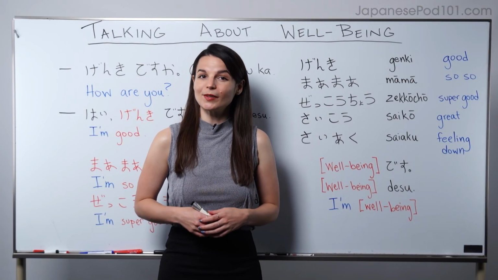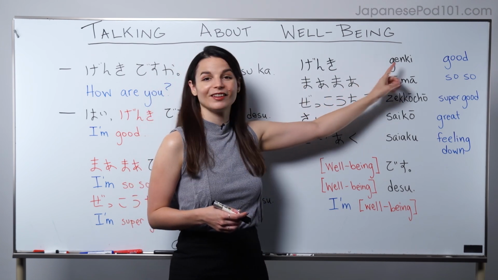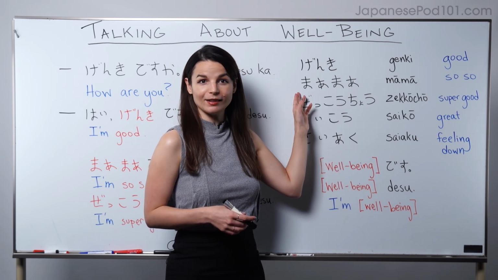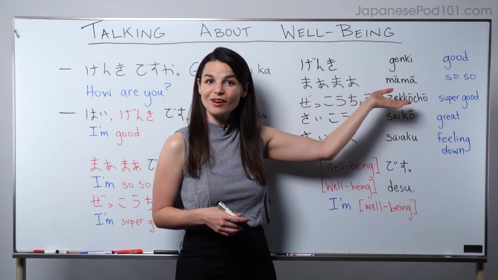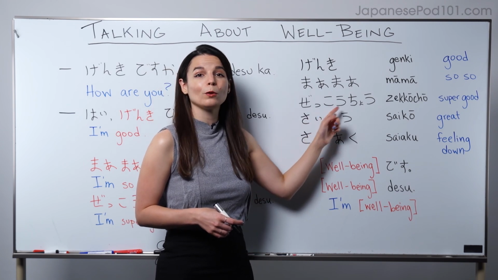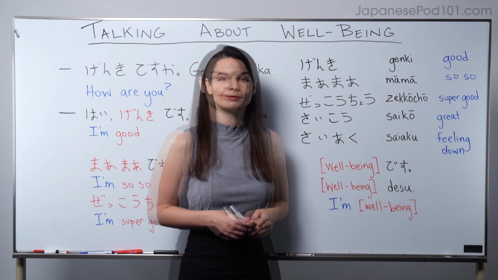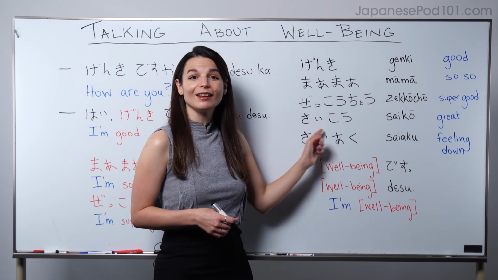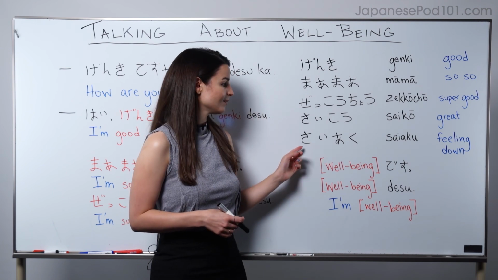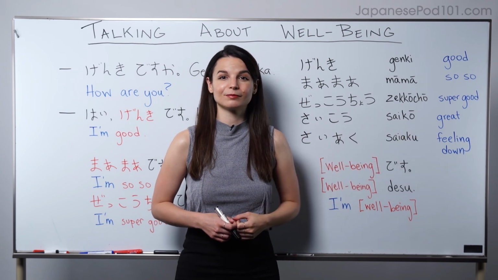Okay, let's look at the vocabulary. First, we have genki. Good. Mama. So-so. Zekkouchou. Super good. Saikou. Great. Saiyaku. Feeling down.